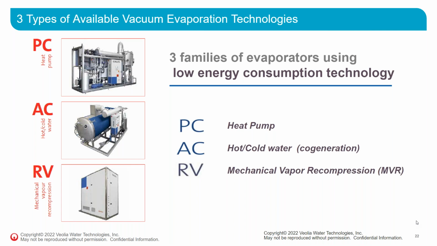The last one is our RV, or the mechanical vapor recompression system. This is by far the most expensive and most energy efficient system, but it's also a little higher maintenance, though it handles a much higher flow rate. So depending on the right application, this can fit if we have a much higher flow rate need.